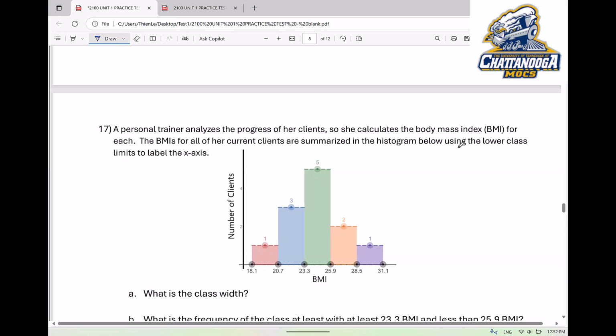A personal trainer analyzes the progress of her clients. So she calculates the body mass index for each. The BMI for all of her current clients are summarized in the histogram below using the lower class limit to label the x-axis. Okay.